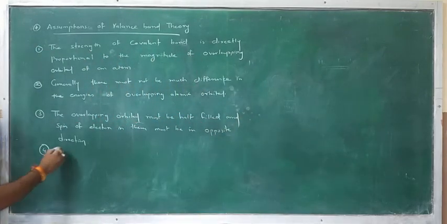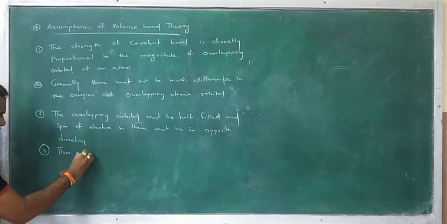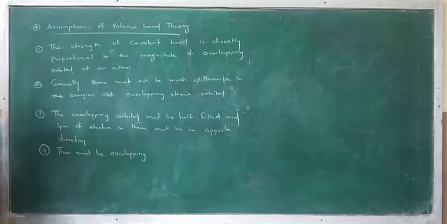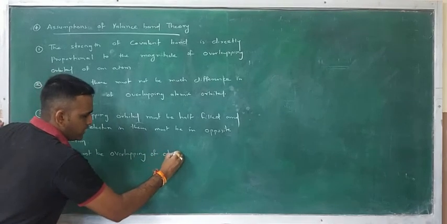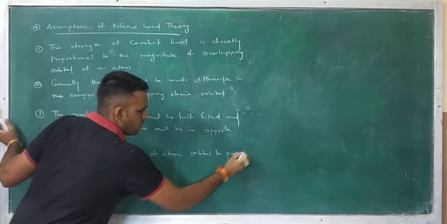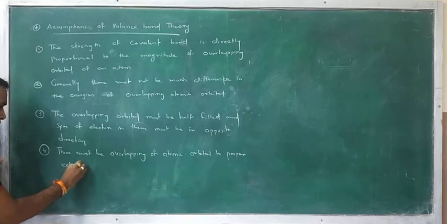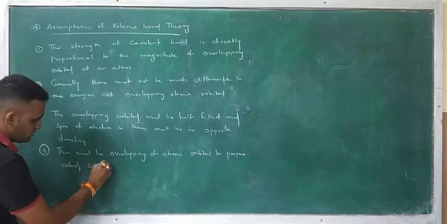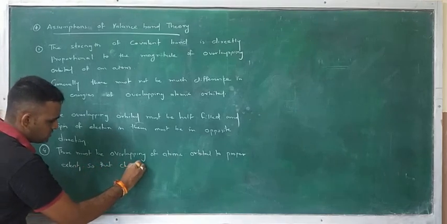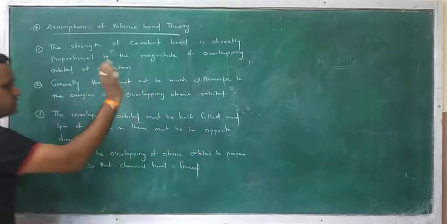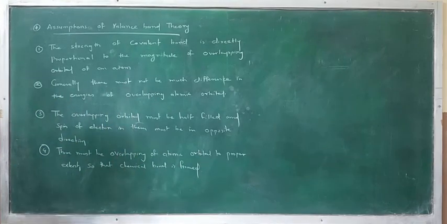So last point, there must be overlapping of atomic orbitals to a proper extent so that a chemical bond is formed, right? So all these are the four different assumptions of valence bond theory.